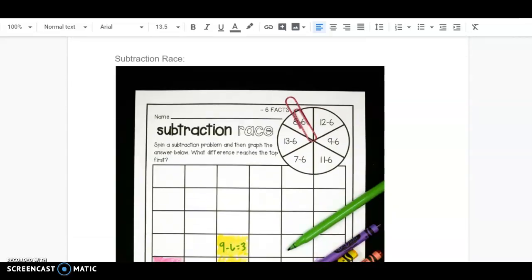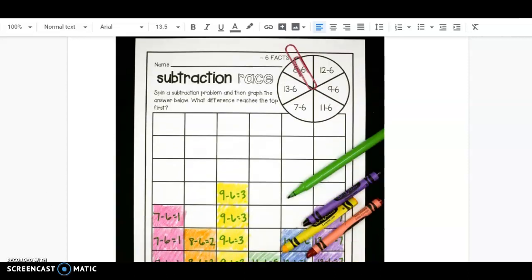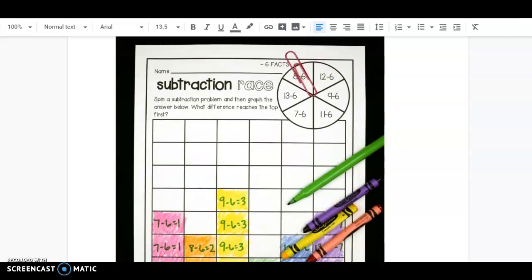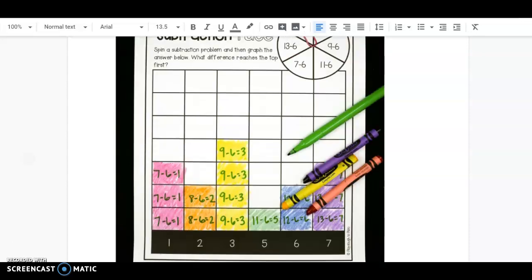My third is extremely similar to addition race, except this is subtraction. Again, we're able to spin a subtraction problem and then graph the answer below. Students are able to spin and see which sum reaches the top first. This would be extremely helpful in kindergarten because it allows students to learn how to graph, to spin, to understand how to solve a math equation, and then again, work in teams and build camaraderie and teamwork.